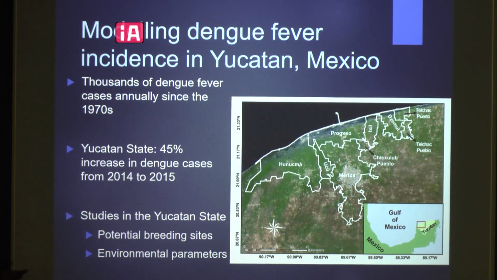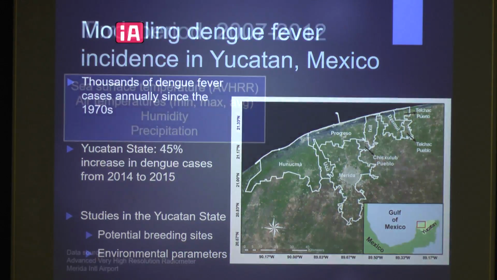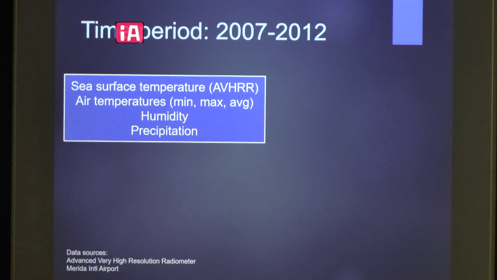So knowing this and knowing that there's some sort of gap between what they were doing and more regional scale type of data, what I did to be able to understand this relationship was I took the time period from 2007 to 2012, and I used a combination of satellite-derived data, such as sea surface temperature, shown here, with in situ collected data, such as air temperatures, humidity, and precipitation.